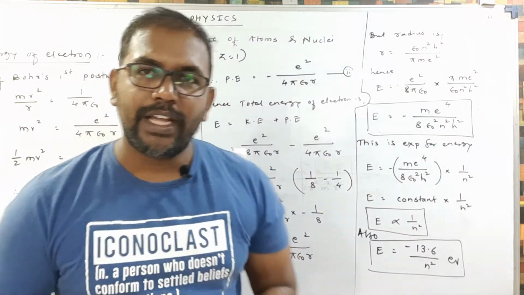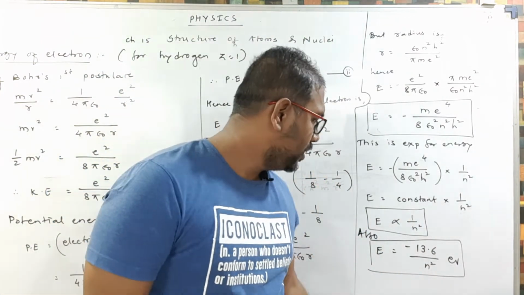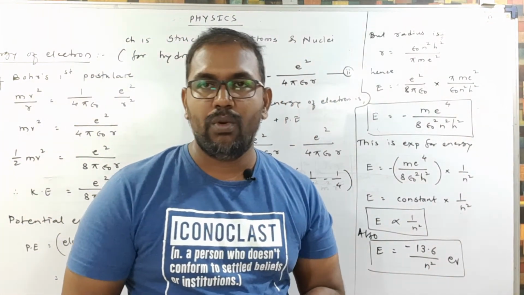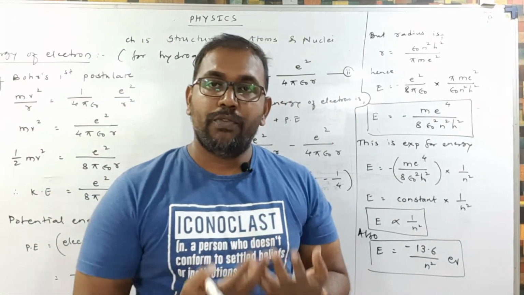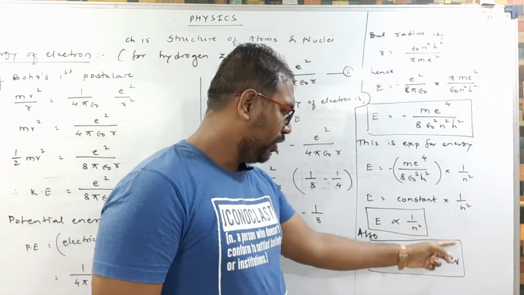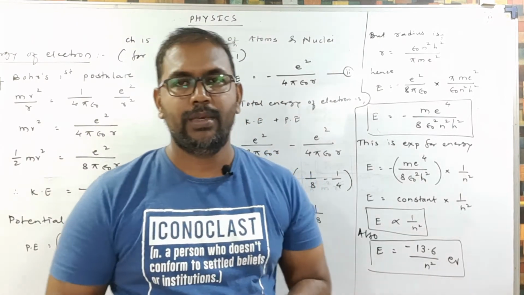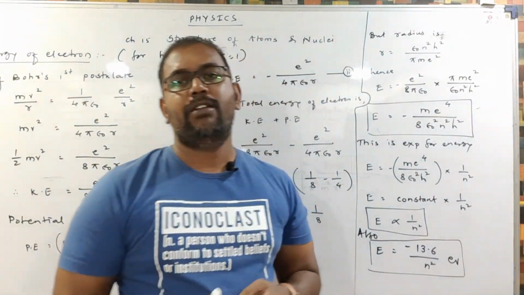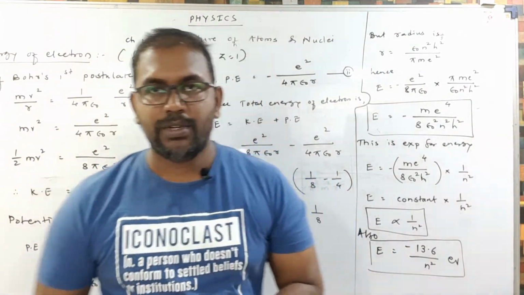If you want to find the energy of the first orbit, substitute n is 1. So 1 square is 1, minus 13.6 electron volt is the energy of electron in first orbit. Similarly, if you want to find the energy of electron in second orbit, then n is 2. So minus 13.6 divided by 2 square, which is 4, comes to minus 3.4 electron volt. Similarly, you can find the energy of electron in any orbit by using this formula. So this is a very important article.